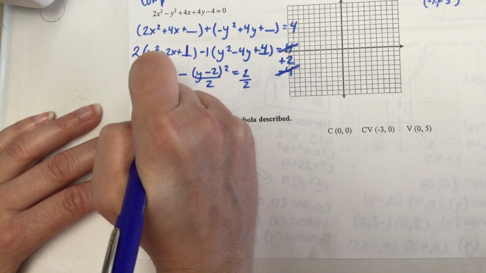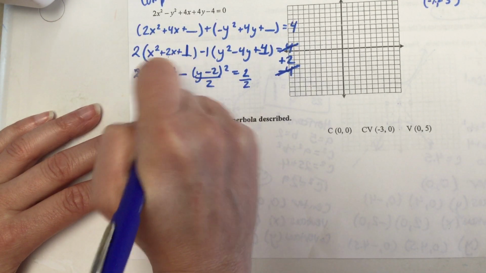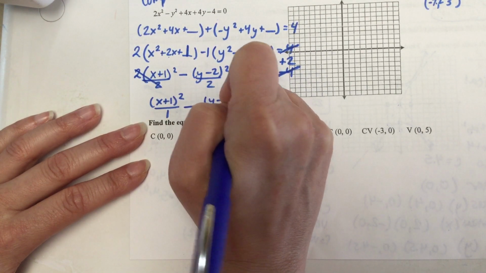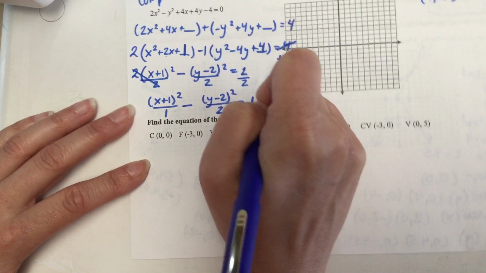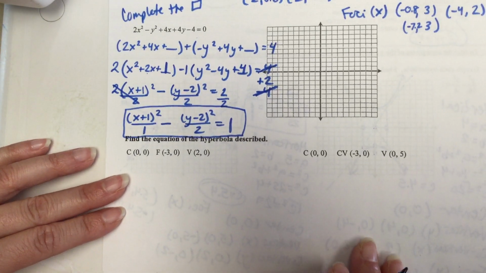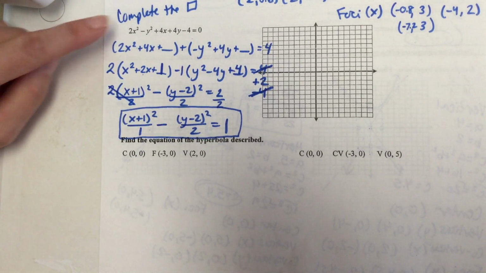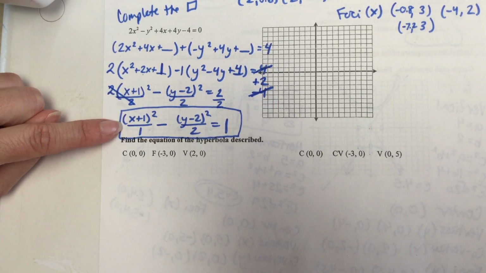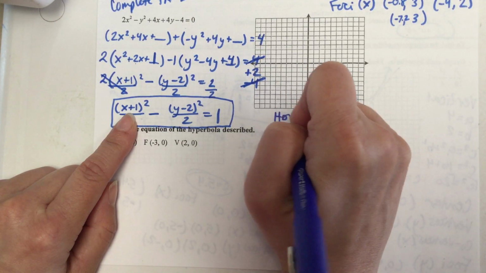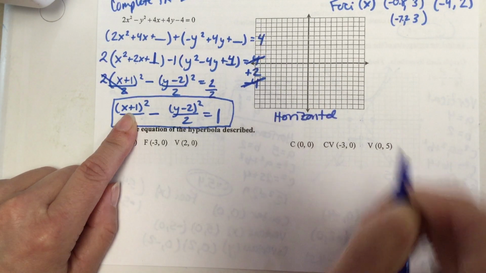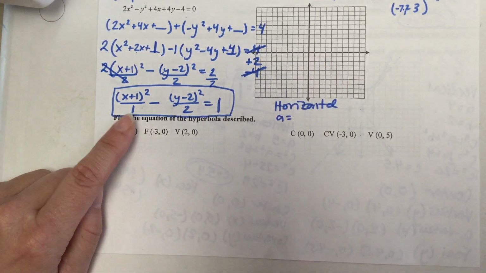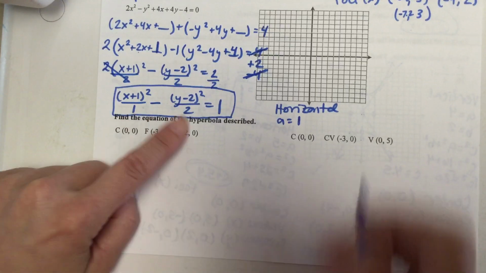Here is the equation. X plus 1 quantity squared over 1 minus y minus 2 quantity squared over 2 equals 1. This is the standard form of an equation. So again, it's an important skill to be able to go from the general form to the standard form. The first variable in the problem is in x, so it's horizontal. That means that the branches are going to open right and left. A, the square root of the first denominator, 1.